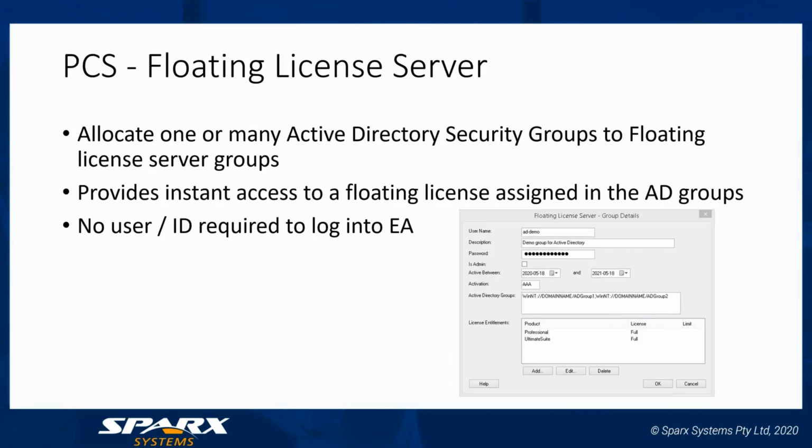For the Pro Cloud Server, we've updated the floating license server capabilities of the Pro Cloud Server. This has been a highly requested one. So we now have the ability to allocate one or many Active Directory security groups to floating license server groups, which makes setting up external access to a lot of people much easier. And you can do that based on their Active Directory group. So no user ID required to log into EA. And you can specify exactly what their license entitlements are based on what Active Directory security group they're in. So much easier to manage enterprise level of users.